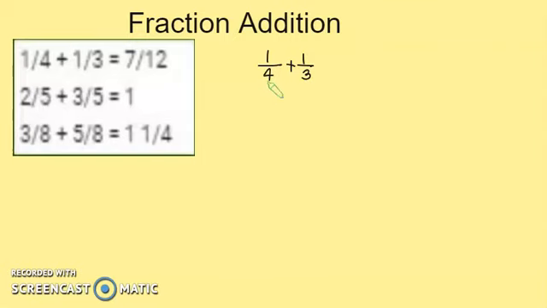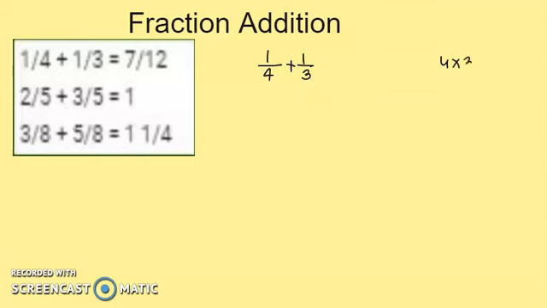So first thing that you have to pay attention to is to check if the denominators are equal. Like in this case, the first fraction has denominator 4, whereas the second fraction has the denominator 3. So first thing that we have to do is to make the denominators equal. Now how to make the denominators equal? So we have to think of a common multiple.